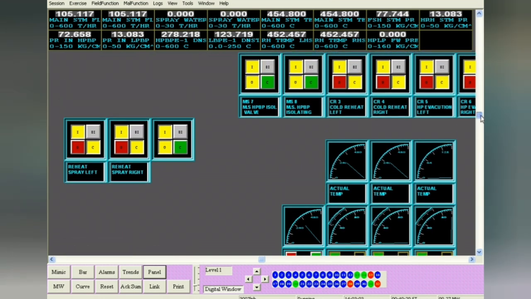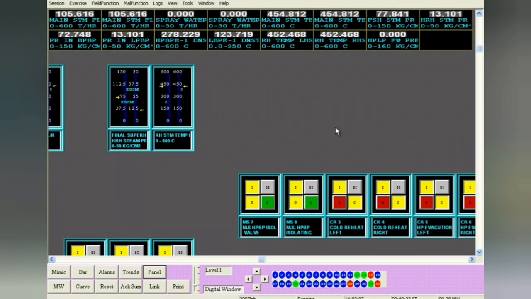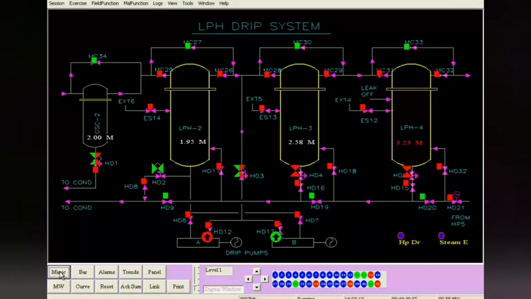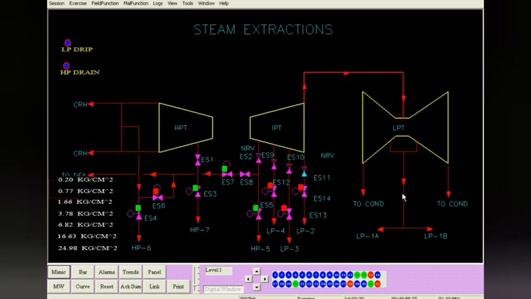We check the other valves also, whether the isolating valves are open or not. They are open, and now you can see the heaters have been charged. Now here in the HP drain system, you can go to the drawing, and from there you can go to the extractions. Here you will see the extractions for all the LP heaters 1, 2, 3, 4 are open. You can check that.